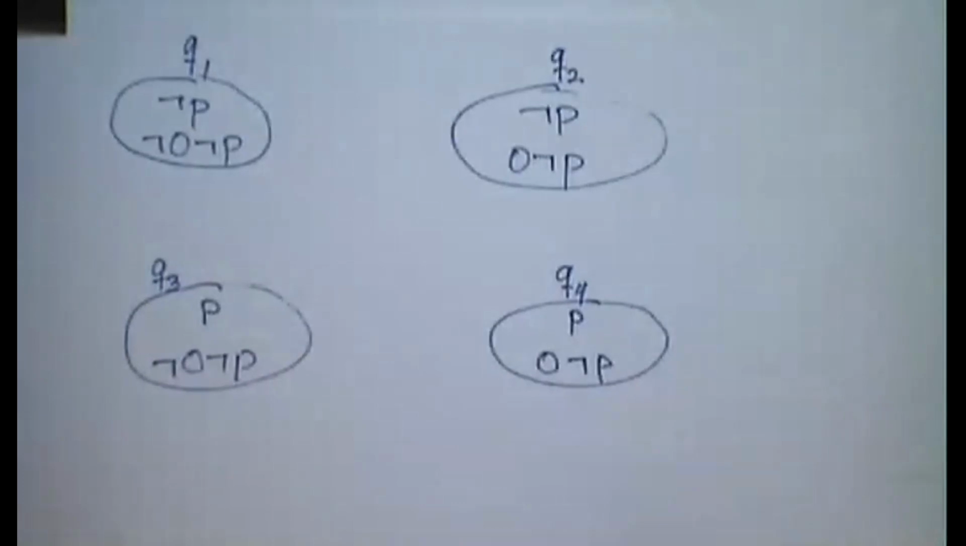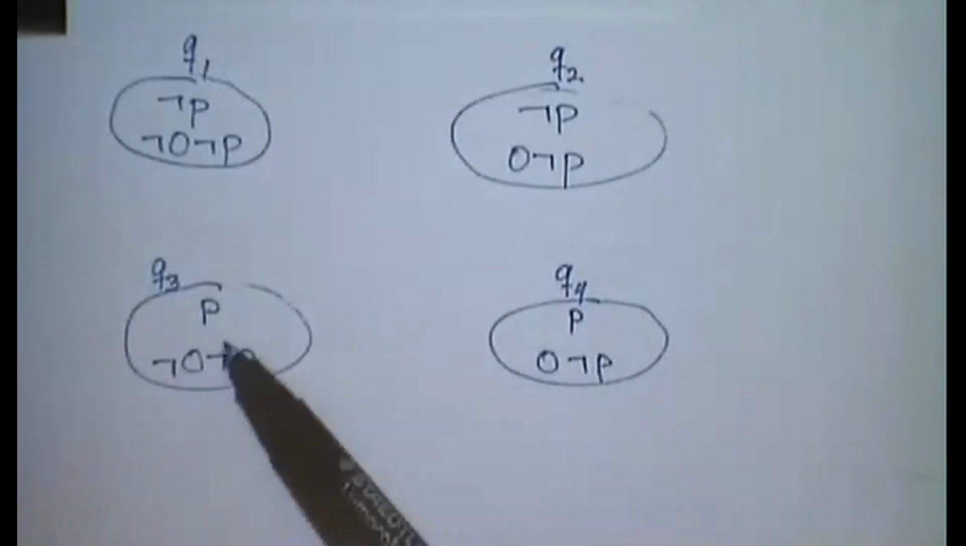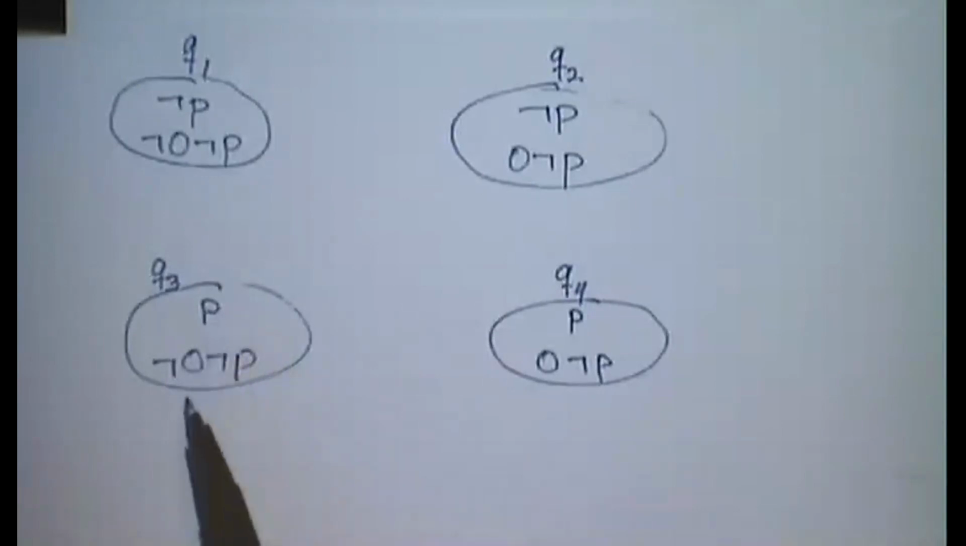Okay. Now, what is the idea? Again, the idea is that if I start my automaton at, let's say, Q3, I want it to accept all the strings that satisfy both of these formulas. Any input that satisfies both P and not next not P should be accepted if I start my automaton at Q3.